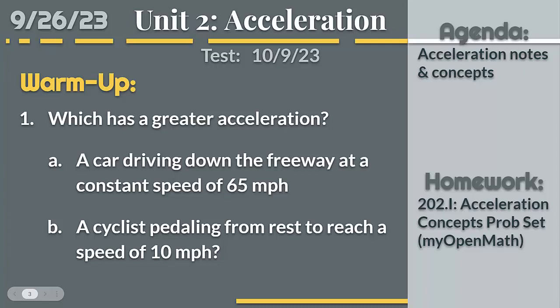The warm-up question for today says, which has a greater acceleration, and it's multiple choice. You get to choose A or B. Option A says a car driving down the freeway at a constant speed of 65 miles per hour. Option B says a cyclist pedaling from rest to reach a speed of 10 miles per hour. You need to go ahead and answer this question in My Open Math for your warm-up for Unit 2. Find that assignment and go ahead and record your answer now.